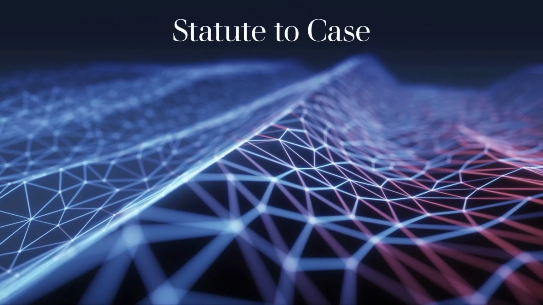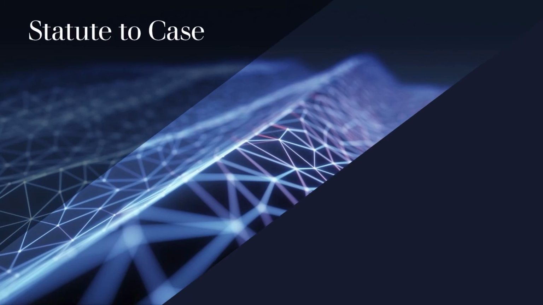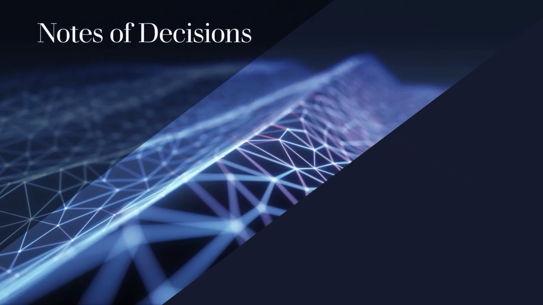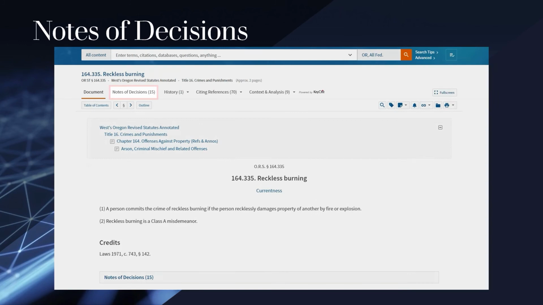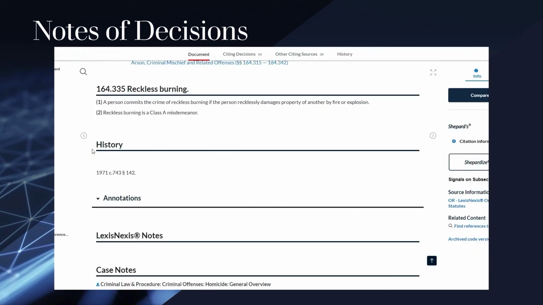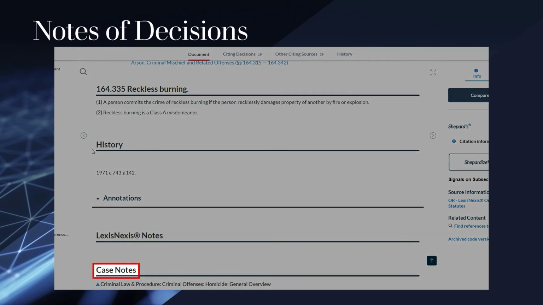If you already know a statute that controls the issue, but you need to find case law that interprets and applies that statute, you have two possible routes to find the best cases. You can do a more focused search using the notes of decisions, or you can cast a wider net using the entire citator. When I'm researching cases that apply a statute, I generally start with the notes of decisions. In Lexis, this might go by other terms, such as notes to decisions or case notes, and they can be found at the bottom of the statute section.